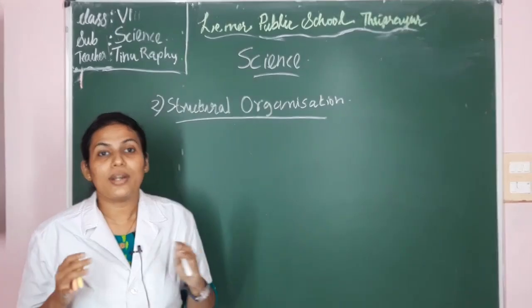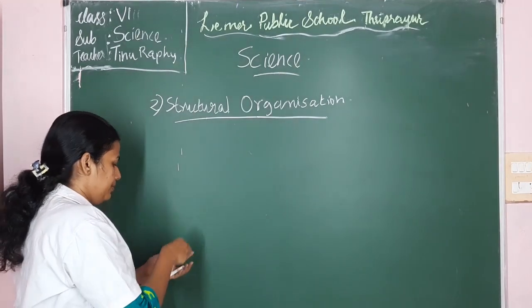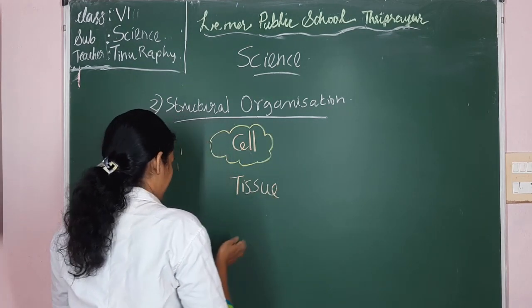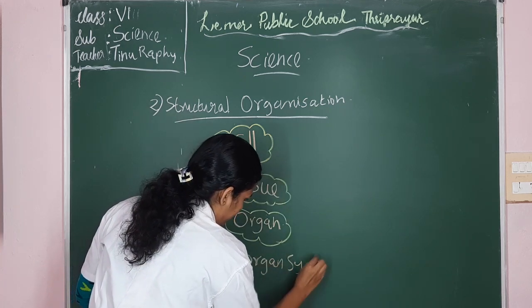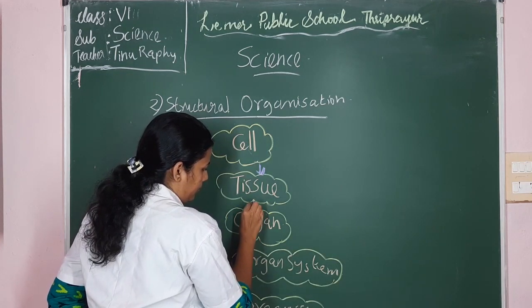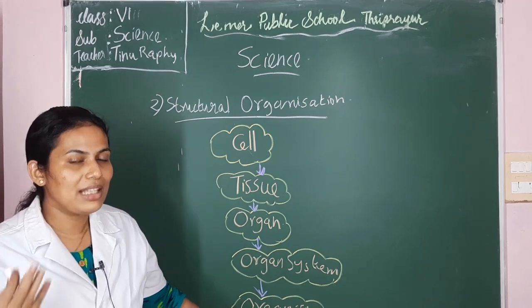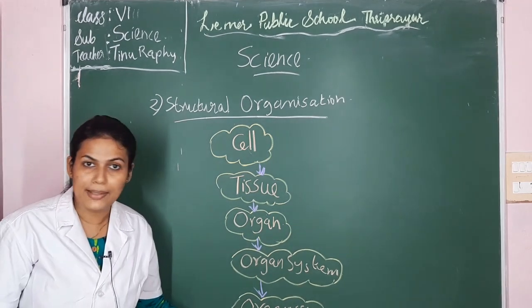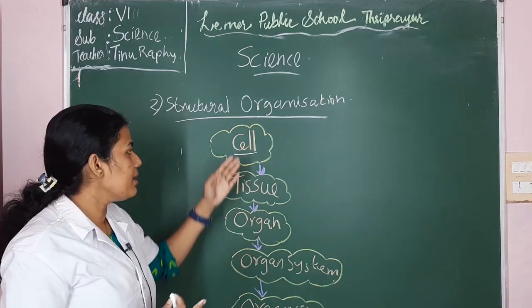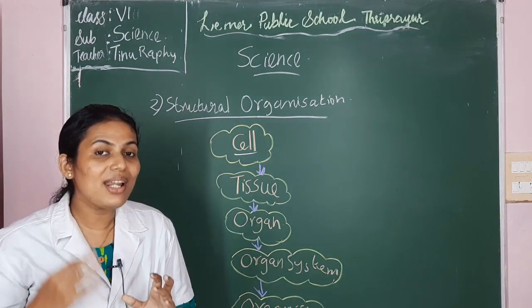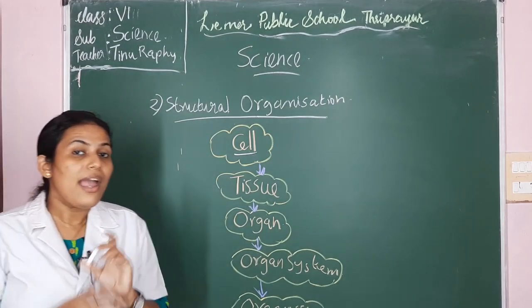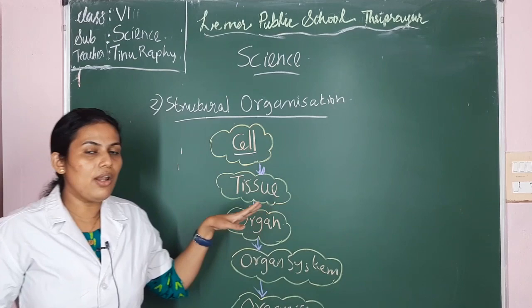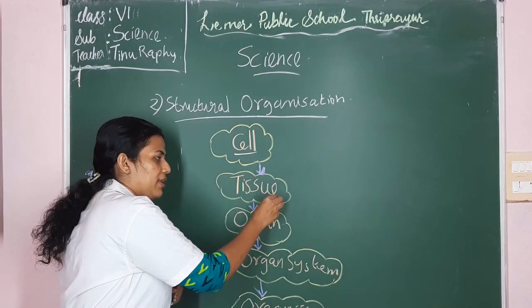So let's learn what the structural organization in a living organism is. This is the structural organization shown by living organisms. Here it shows how a single cell gets organized into a multicellular organism. We have already learned that a cell is the basic structural and functional unit of an organism. So every multicellular organism's organization starts with a single cell. Now, the second level of organization is tissues.